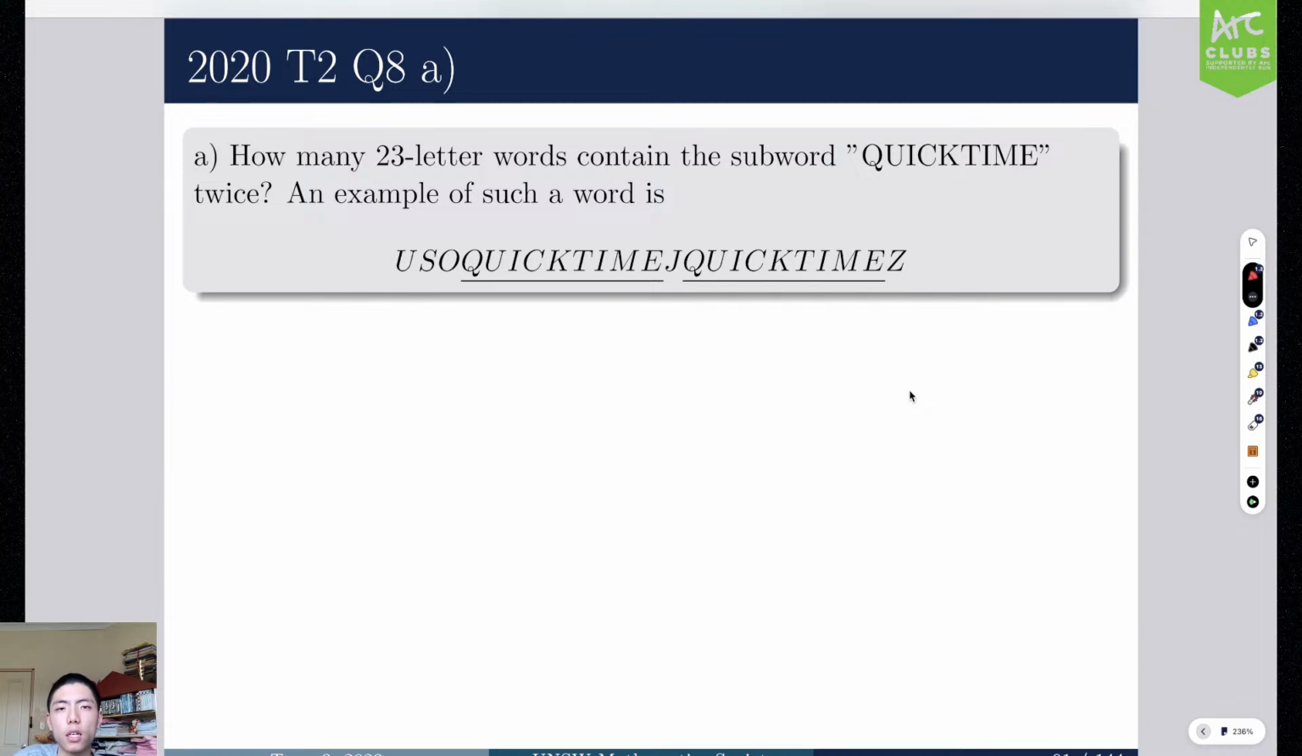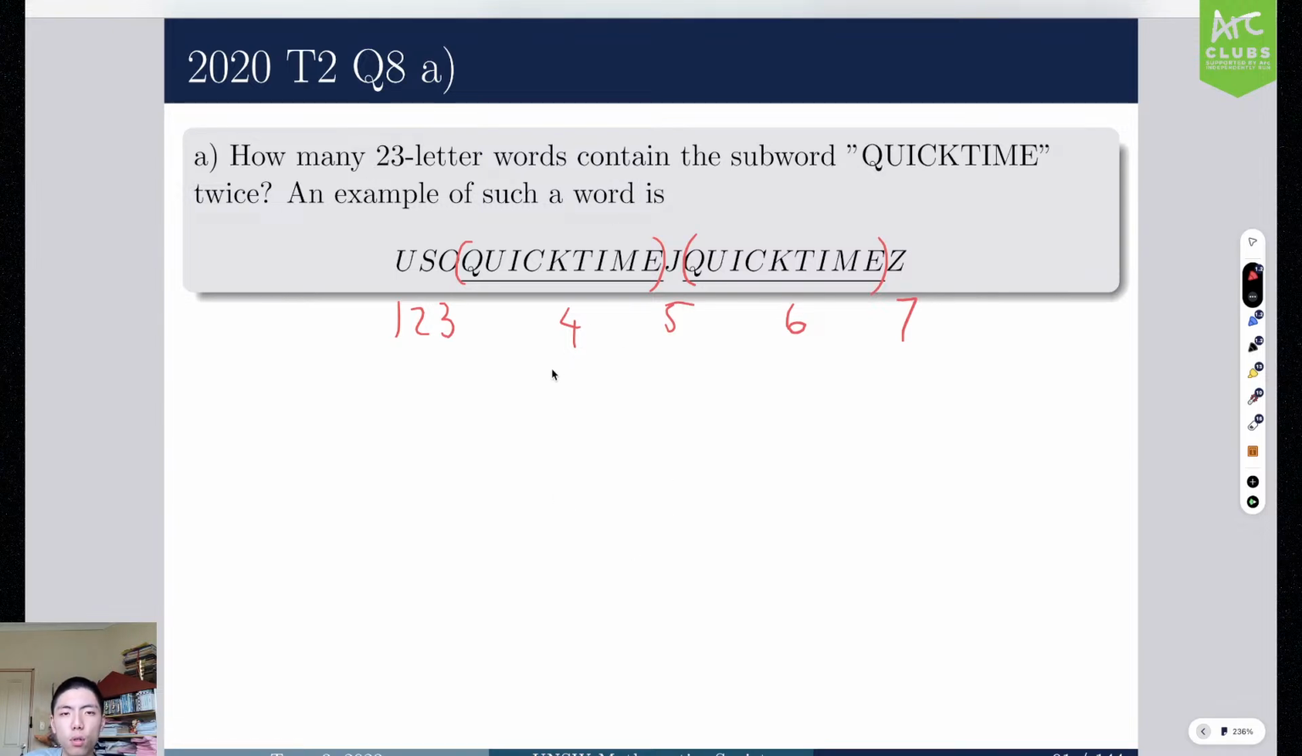The way we do this is we treat QuickTime as a package by itself. So we treat this thing as one unit, because we know that the letters in QuickTime can't be scrambled and they have to be moved in blocks with each other. So if they're going to be moved in blocks, then essentially what we have is 1, 2, 3, 4 as one package, 5, 6, and 7 things in total. So if we treated QuickTime as one package by itself, then we would only need to arrange 7 things.